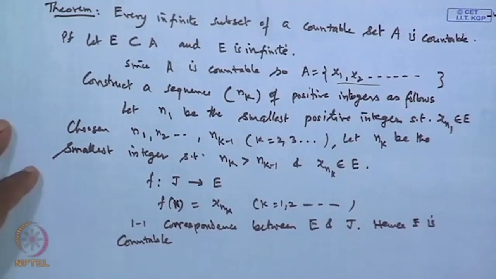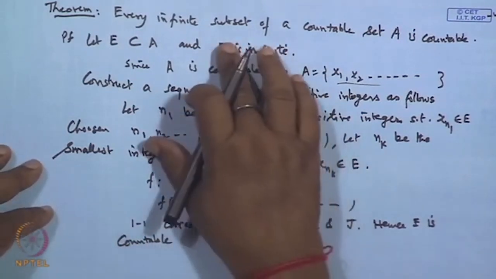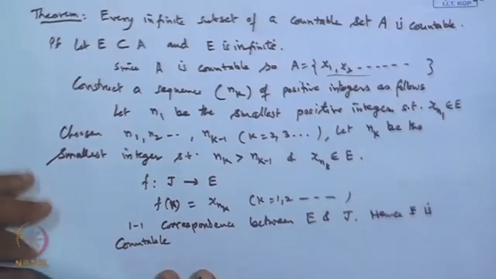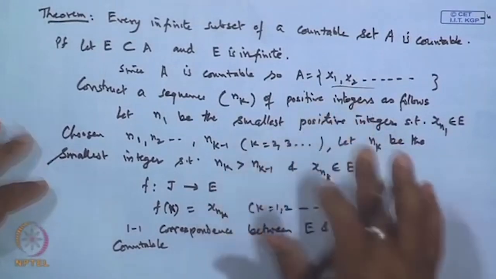Okay. So, this shows that every infinite subset of a countable set is countable. Okay. Clear? Is it okay? So, this one.